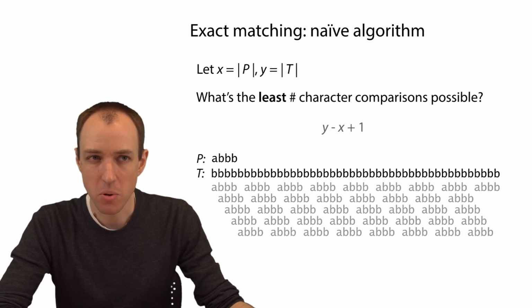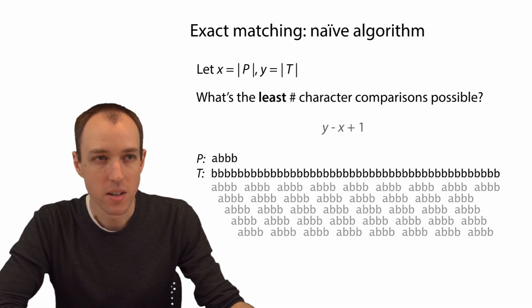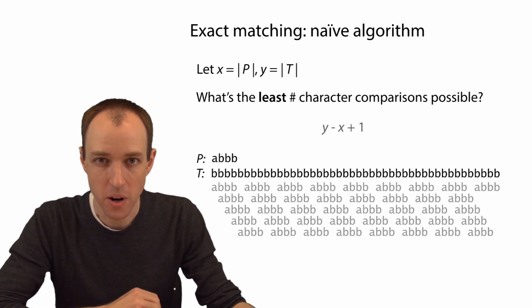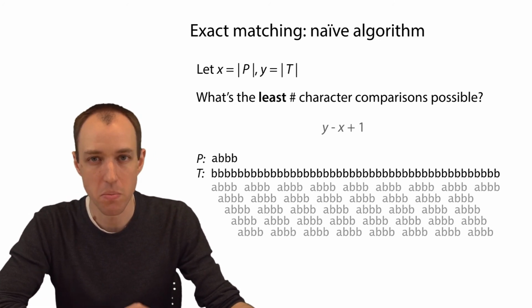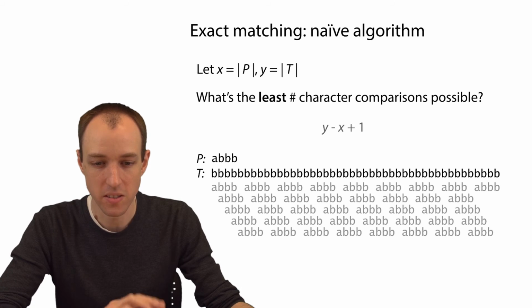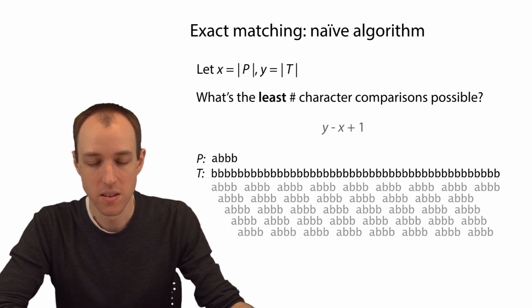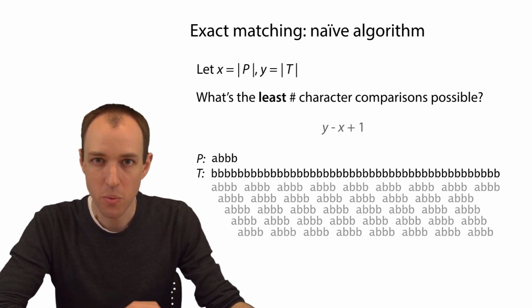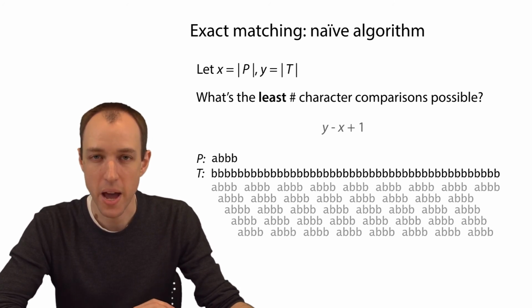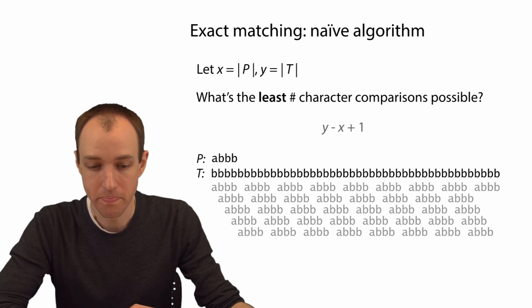In what sort of a scenario, for what kind of pattern and text, would this sort of thing happen? Well, this is an example of a case where that would happen. In this example, the first character of the pattern is a character that doesn't occur anywhere in the text. The first character of the pattern is A, and yet the text consists of all B's. So every time we reach the inner loop, the very first character comparison is going to be a mismatch, and we'll break out of the inner loop.